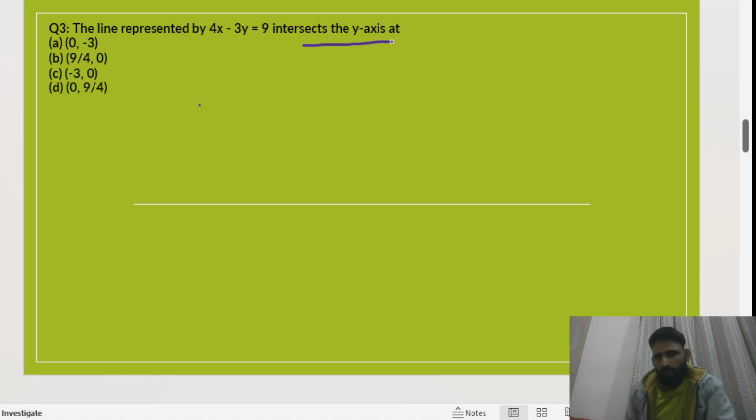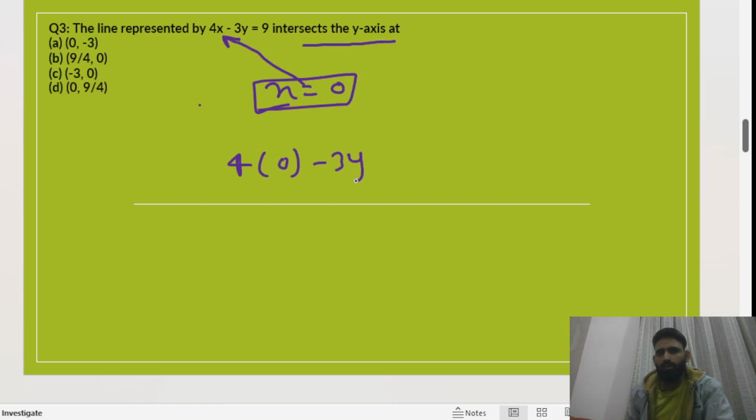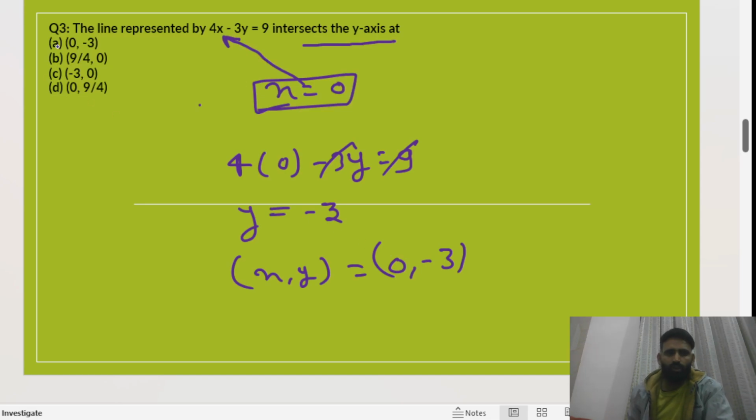If this line intersects the y-axis, it means x equals 0. So put x equal to 0 in this line. So 4 times 0 minus 3y equal to 9. So the y value: 3 times 3 is 9, so y is minus 3. So we can say the coordinates are x equal to 0 and y equal to minus 3. So (0, -3), the option is correct.